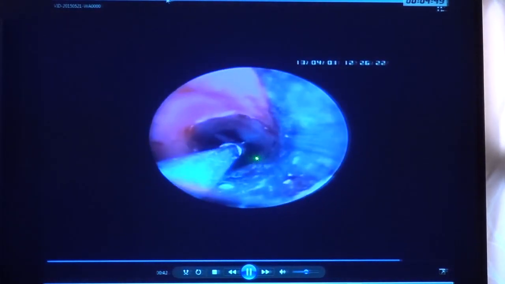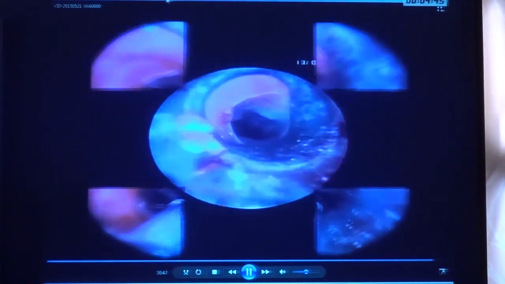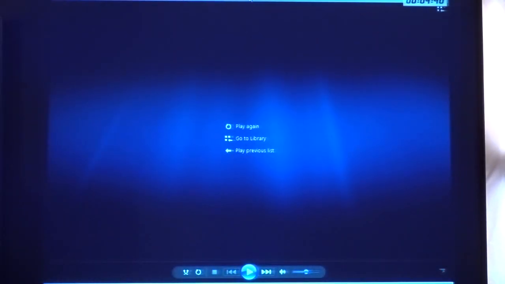Then we inserted the stent and it was folded. Then we tried to open it with the large forceps. Now it is in place, and this is now the airway patent, and the patient can breathe successfully after the dilatation and the interventional bronchoscopy.